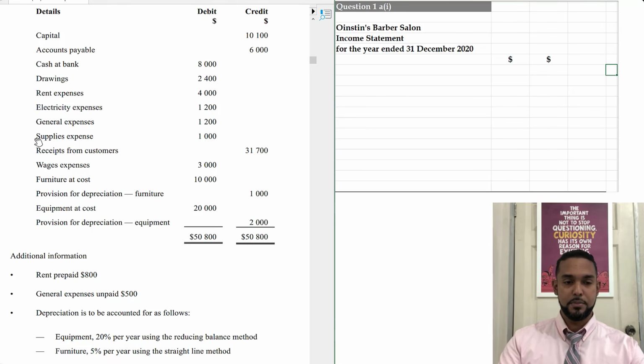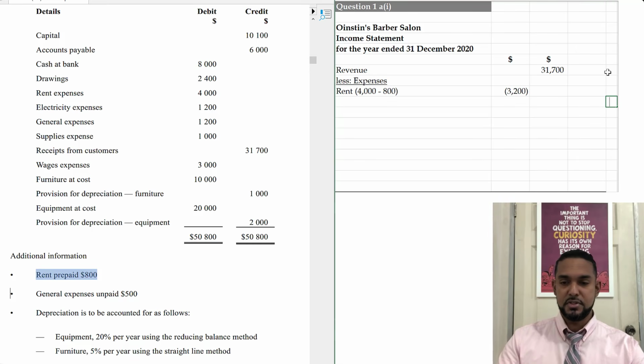Now, the first thing we want to put, because it's an income statement, basically you're doing revenue minus expenses. So revenue is the receipts, right? That's 31,007. And we're just going to put less expenses. And we're going to start with the rent, right? And of course, as we talked about, rent prepaid has to be deducted. So you're going to see 4,000 minus 800, that's 3,200, right? I like to put my working in a little bracket next to the word itself. You may choose to do something different, but that's up to you.